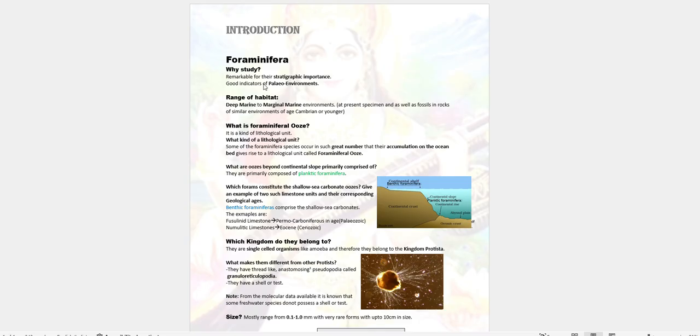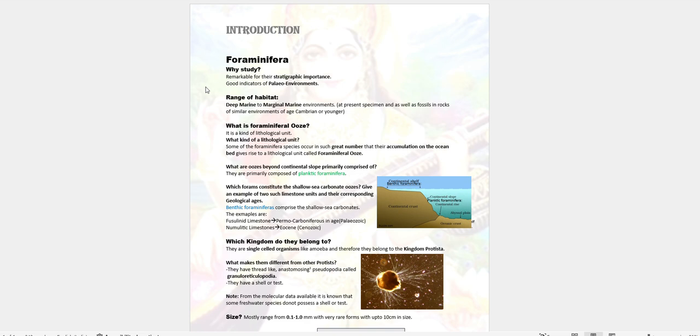In the current situation, meaning the specimens that can be found in the present world, and also if you look at fossils, they are found in rock records of such similar types of paleo environments in rocks of Cambrian age or younger age. What is foraminiferal ooze? It is a kind of lithological unit.